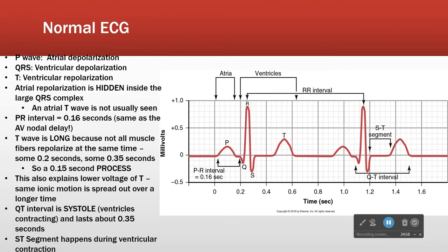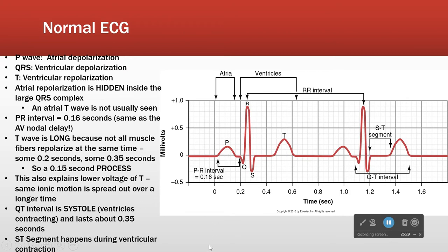Now, we also see that the T wave is lower. It doesn't go as high. Well, why? Because we've spread out the repolarization over a longer period of time, so the per time change is less. Our ionic motion is more spread out in the T wave. So it's longer and not as tall.